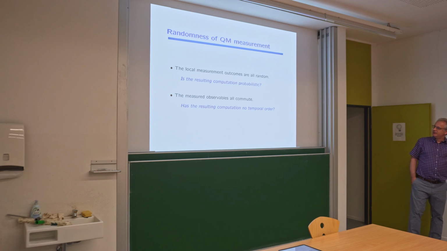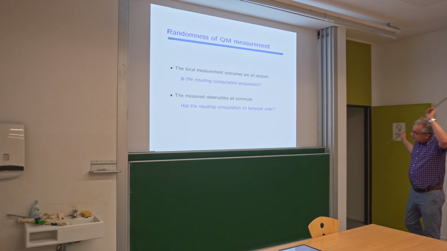The measured observables all commute. Has the resulting computation no temporal order? You said second, no. Why? Since we have, I assume, some kind of time evolution. You have some time, yeah. Observables do not depend on each other in terms of which order we apply. I mean, not influencing each other, but it depends at which moment of time we measure them. Yeah, and look, if the measurements all commute, why don't we measure them all simultaneously?